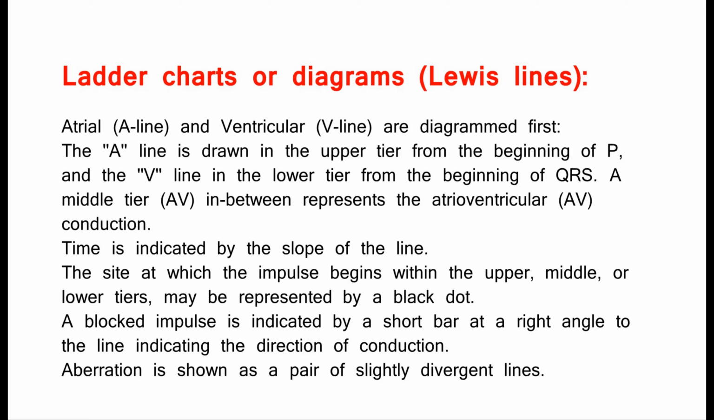The site at which the impulse begins within the upper, middle, or lower tiers, may be represented by a black dot. A blocked impulse is indicated by a short bar at a right angle to the line indicating the direction of conduction. Aberration is shown as a pair of slightly divergent lines.